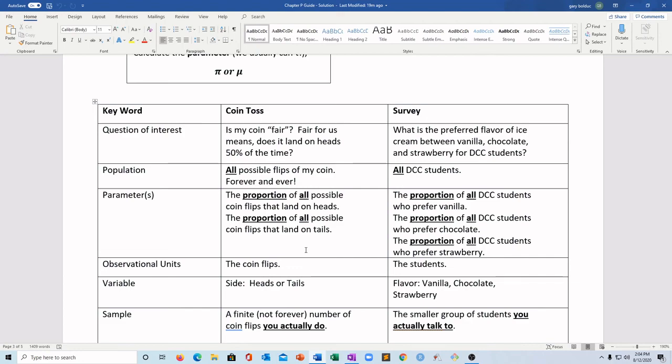So my interest is, here's my coin. How do I know if this is a fair coin? What can I do to try to figure that out? Okay, so that's coin toss.